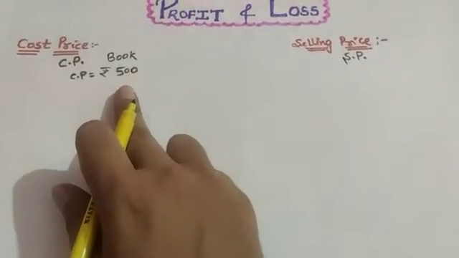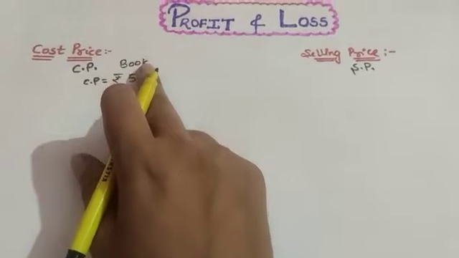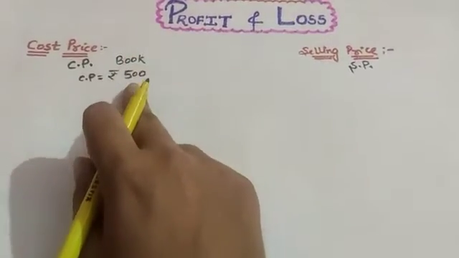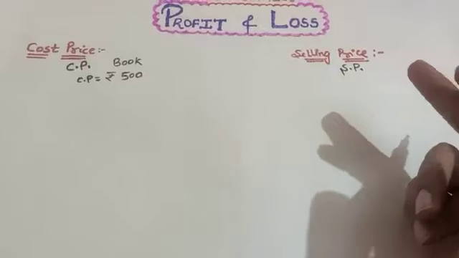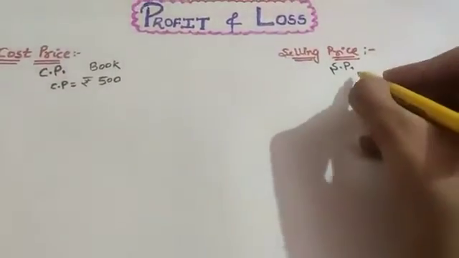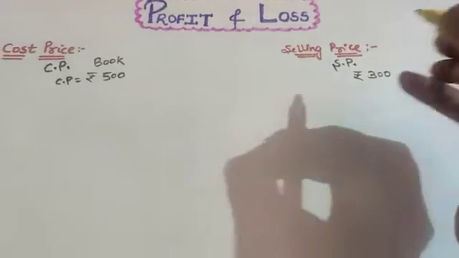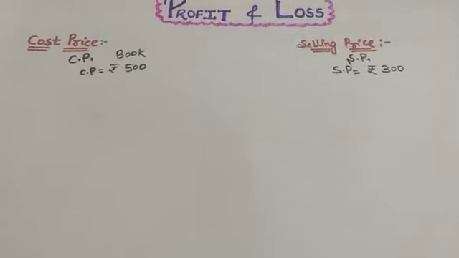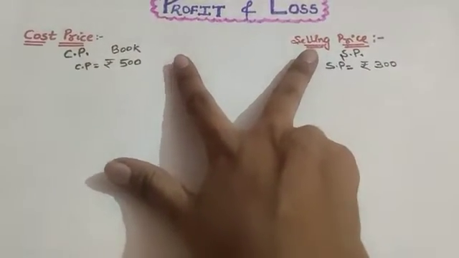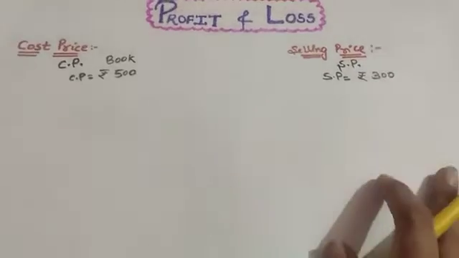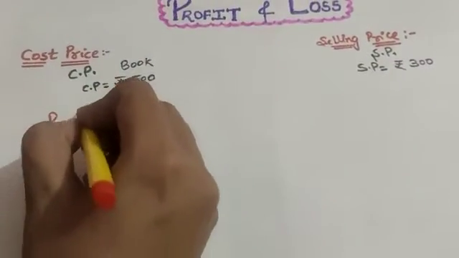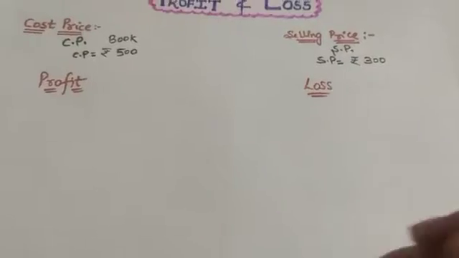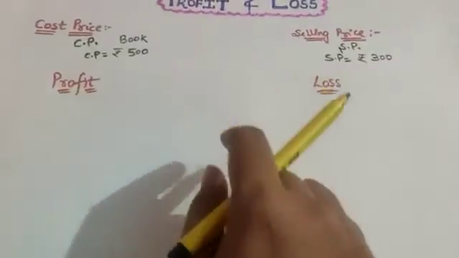Let us take the same example. Suppose I bought a book for rupees 500, so CP will be 500, and I sell this same book to my friend for rupees 300. Since I sell at rupees 300, that means 300 will be my SP, that is the selling price. These two are the very basic and important definitions. Now let us come to the main concept, that is, what do you mean by profit and loss. We go through a simple example to understand this.